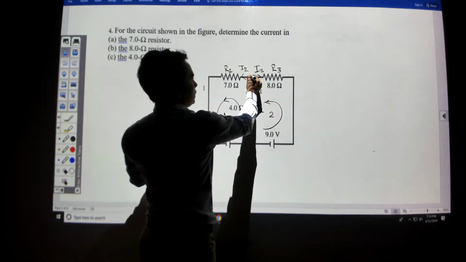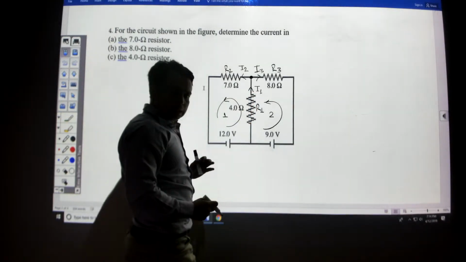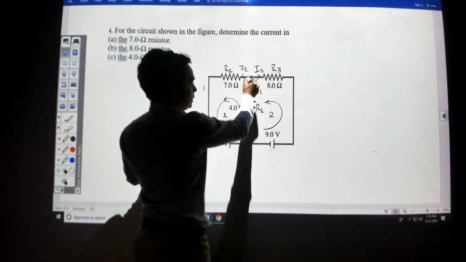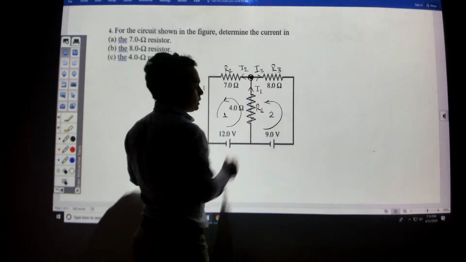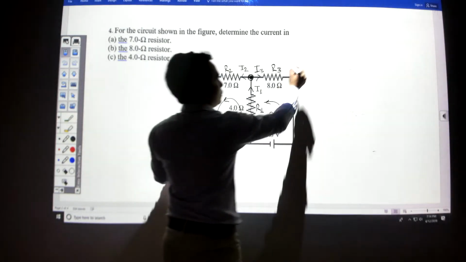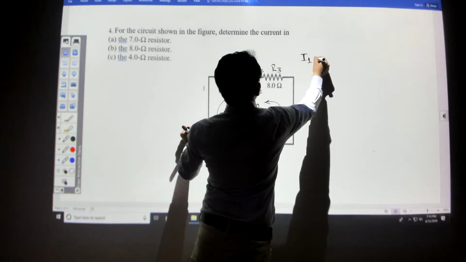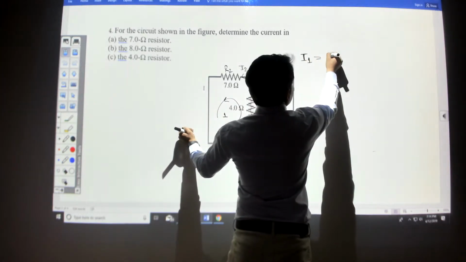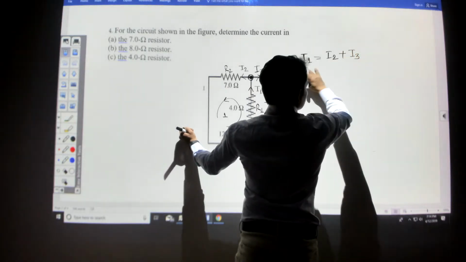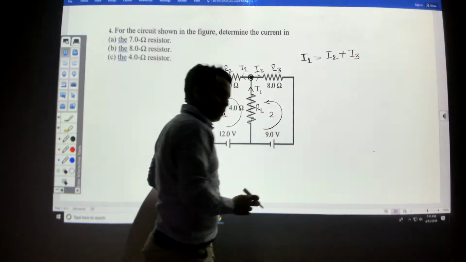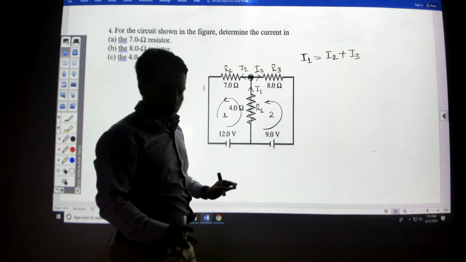First, write out what you see at this point. The total incoming current has to be equal to the total outgoing current. At this junction, I1 is the incoming current, and I3 and I2 are outgoing currents. So what I can write is I1 is simply equal to I2 plus I3. This is called Kirchhoff's first law, or first rule, or the current rule, or junction rule, whatever we call it.